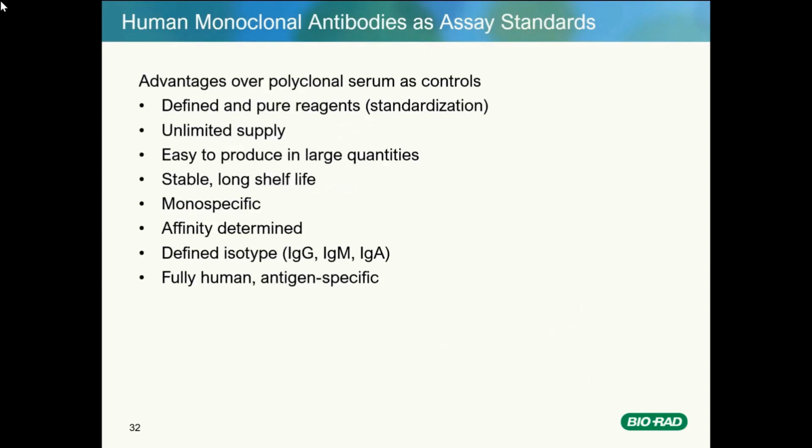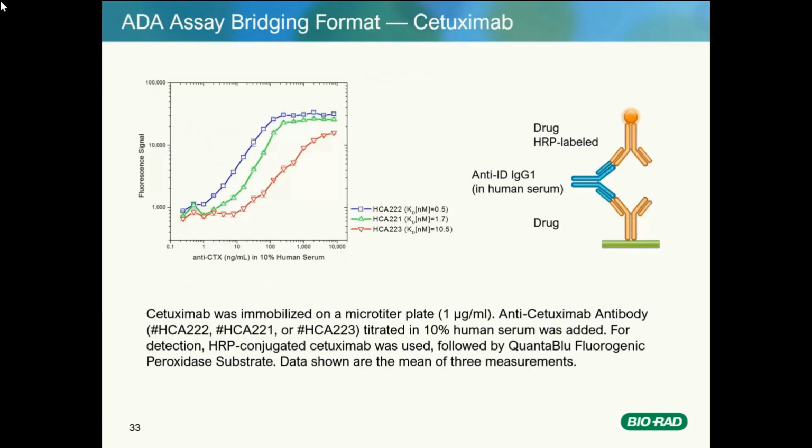Today, as a standard control, patient serum is used, but sera may contain viruses or other harmful substances and may be available in only limited amounts. Human monoclonal antibodies have advantages over polyclonal serum controls. Among them are standardization, unlimited supply, affinity determined, and defined isotype. And the data shows that the system works to find different affinity antibodies to mimic an immune response.